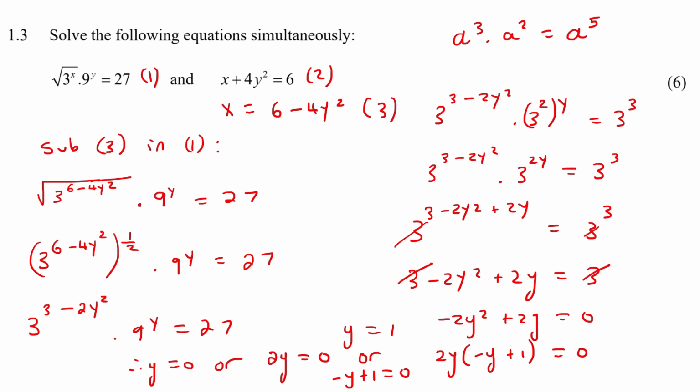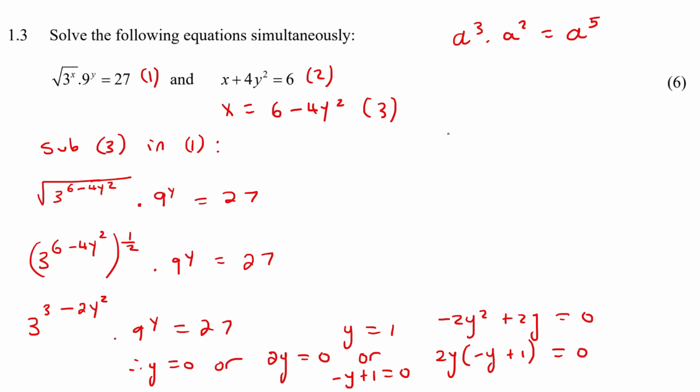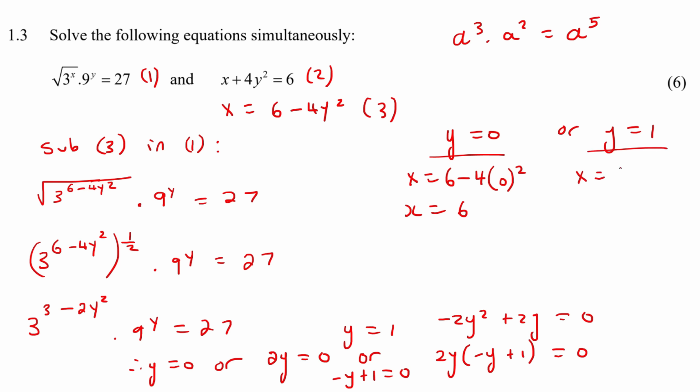Okay, so now we have our y answers. So now we need to go get our x answers. So let's quickly just make some space over here. And so we know that y is 0 or y is 1. Okay, so when y is 0, let's see what x is. So you plug it into this equation over here. So x would then be 6 take away 4, y is 0. And so x would then be 6 minus 0, which will just give you 6. And then if y is 1, then x would be 6 minus 4 times 1, which would be 6 minus 4, which would then be 2.